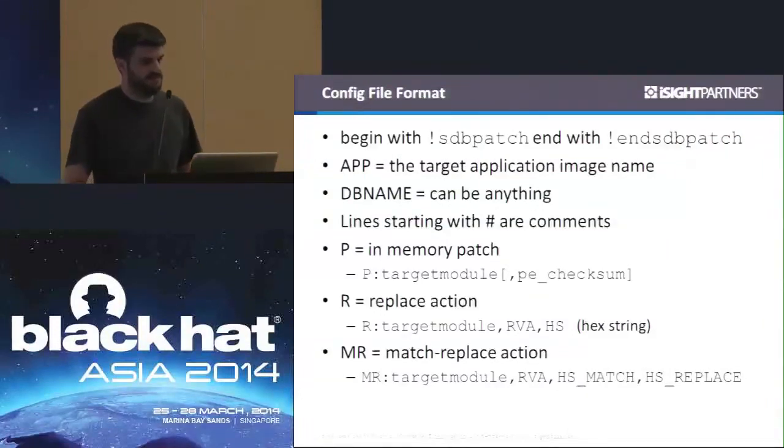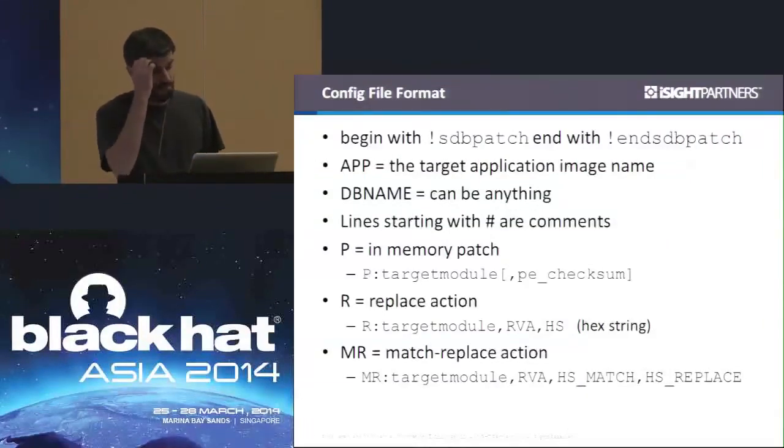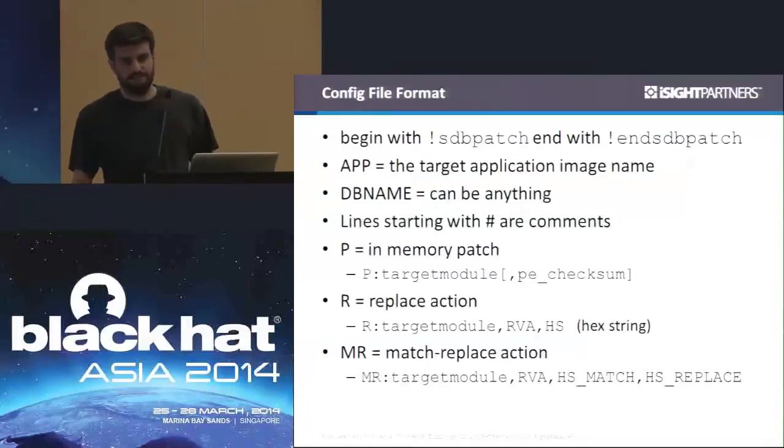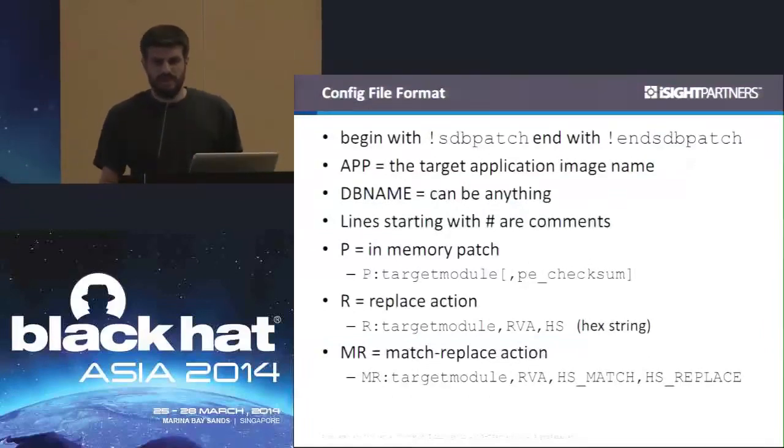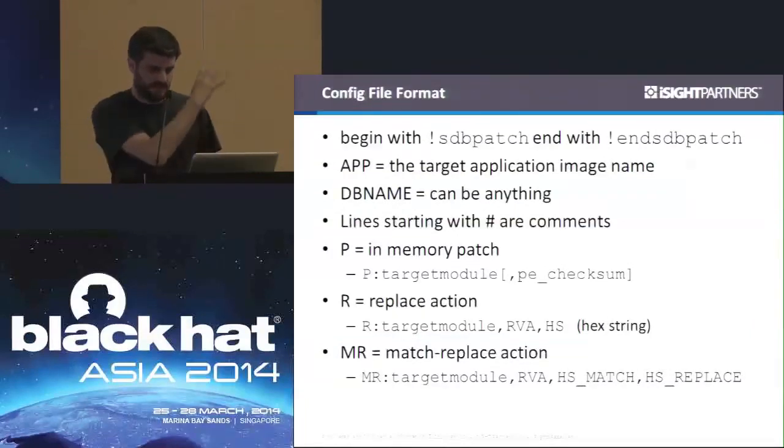So I created a config file that my tool processes to create these. They have to begin and end with these tags that I have. You specify the application name. DB name could be anything. That's what will end up in your registry. When I showed the screenshot before, there was one that looked like a comment. It was CVE, XYZ. That's what will show up in DB name.